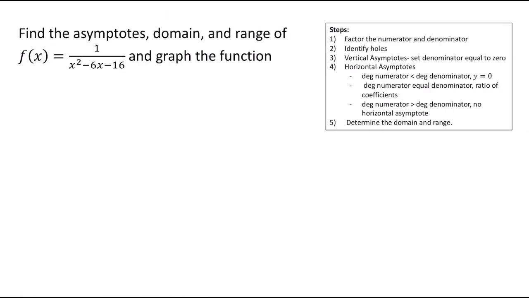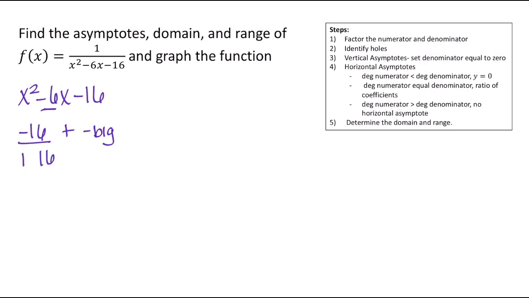All right, so now let's find the asymptotes and the domain and range of this function. Once again, we're just going to start off by factoring. So I'm going to factor that denominator, x squared minus 6x minus 16. So we have negative 16. Since 16 is negative, we have a positive and a negative factor. Since 6 is negative, we're going to make the bigger factor negative.